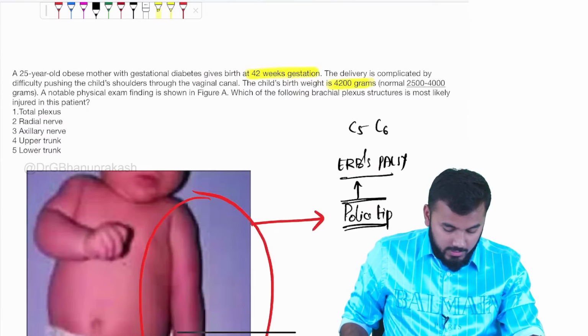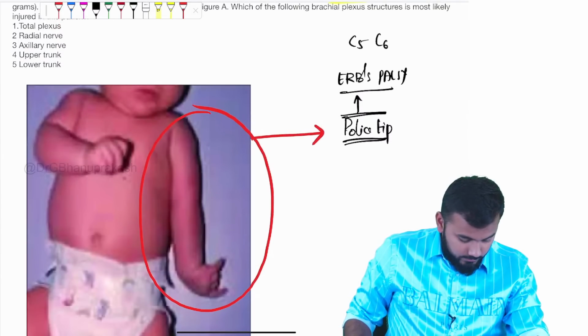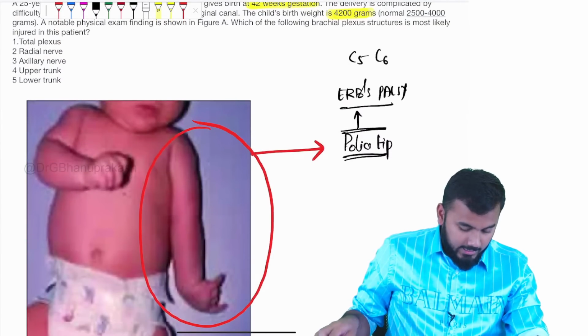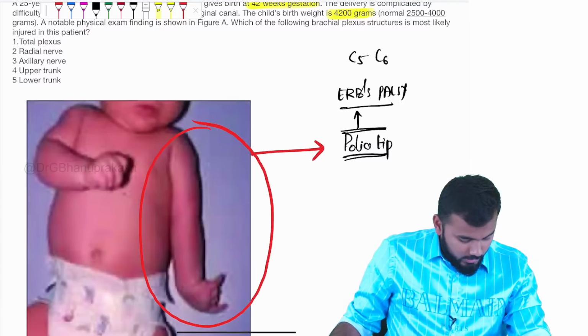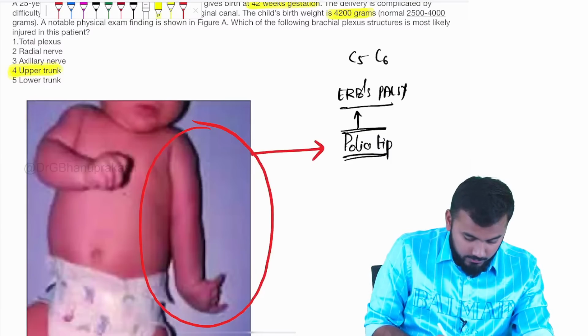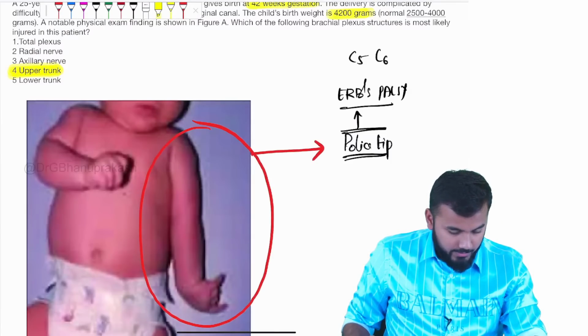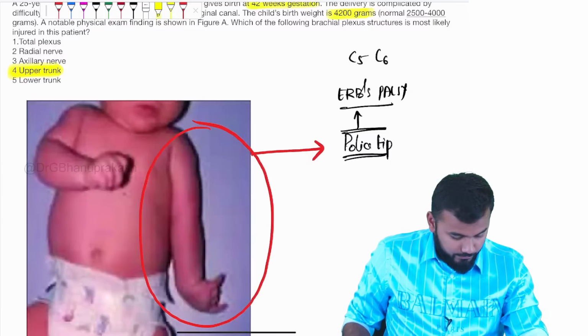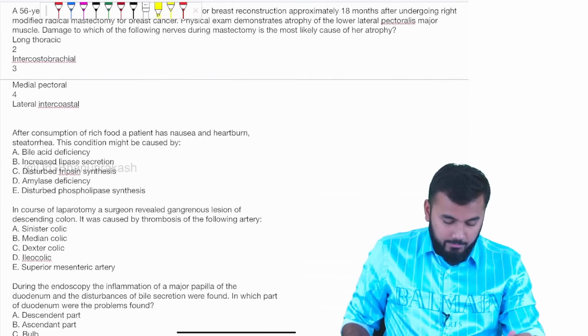Tell me the answers fast. Excellent, excellent, excellent. Ayman, Pavan Kumar Reddy, perfect. Excellent. You all guys are really wonderful. Excellent. Upper trunk, perfect, perfect, perfect. Upper trunk. Okay? Right.